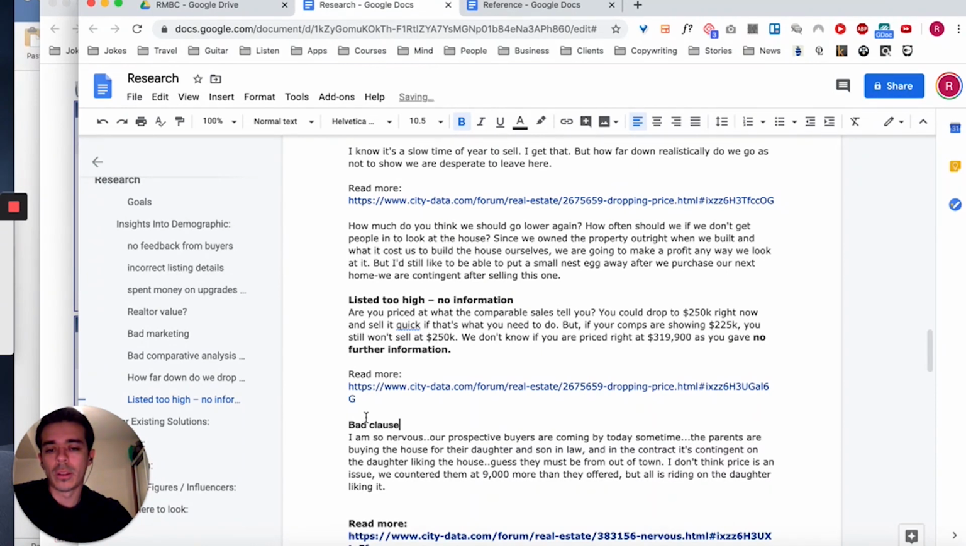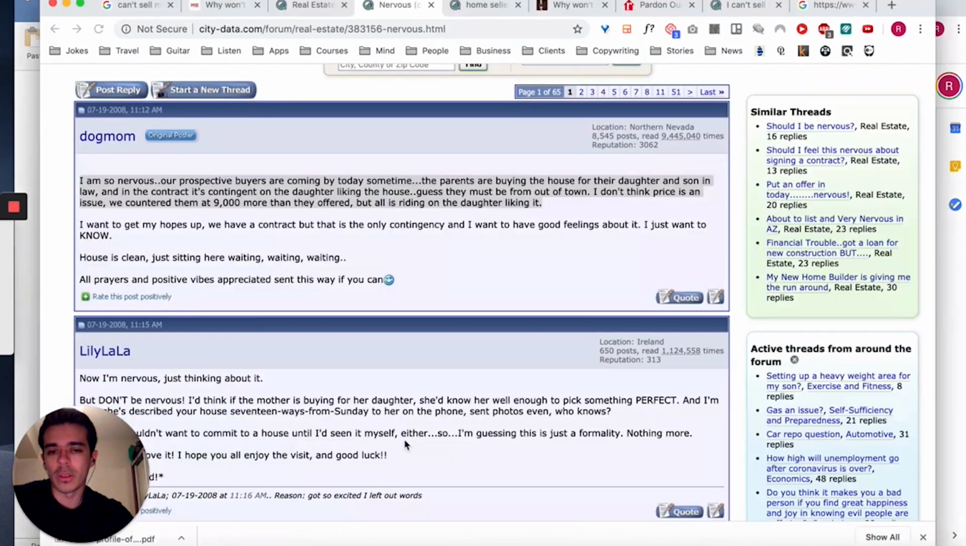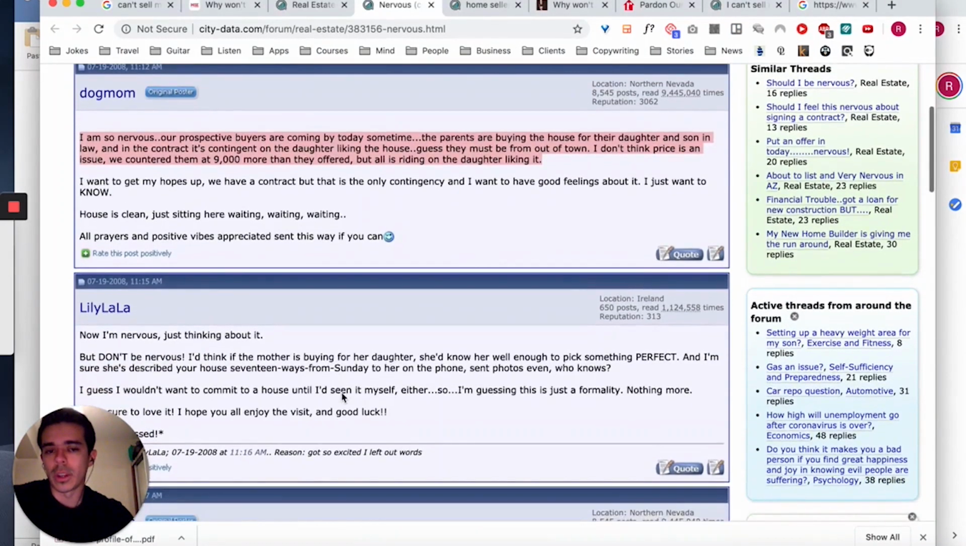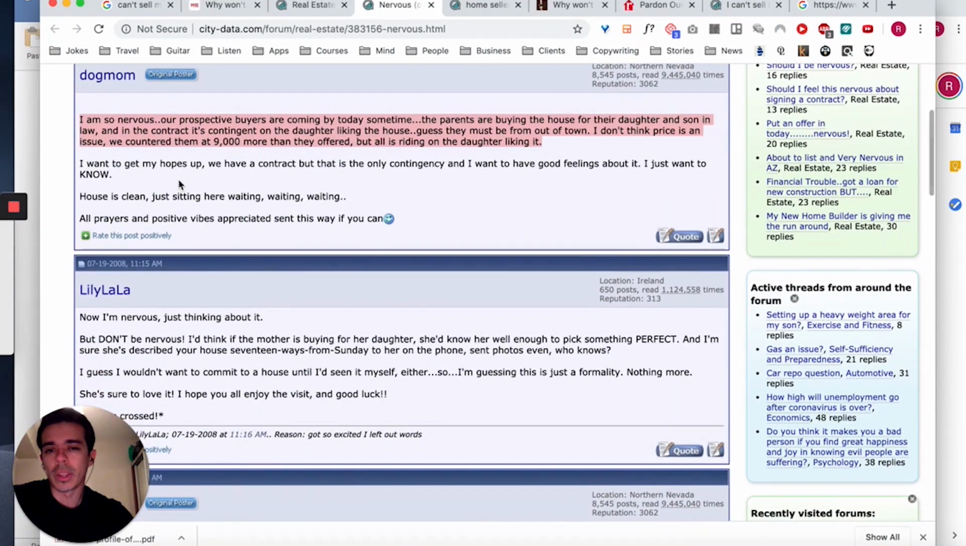Bad exit clause slipped in the contract. It's not good. If you had good representation, you would have fought back at least. I don't want to get my hopes up. We have a contract, but that is the only contingency, and I want to have good feelings about it. I just want to know.